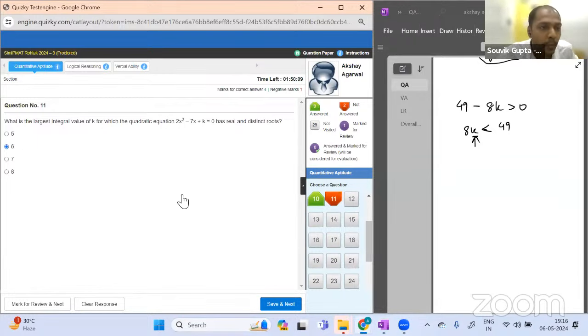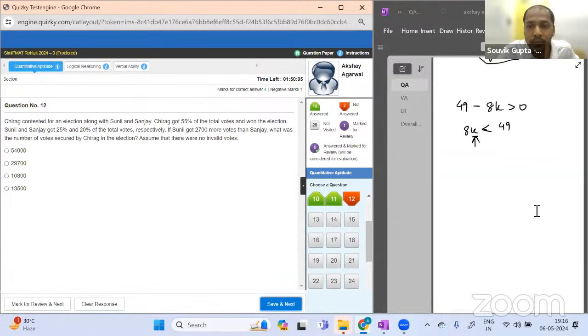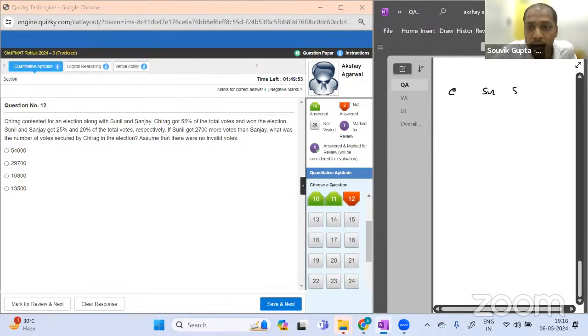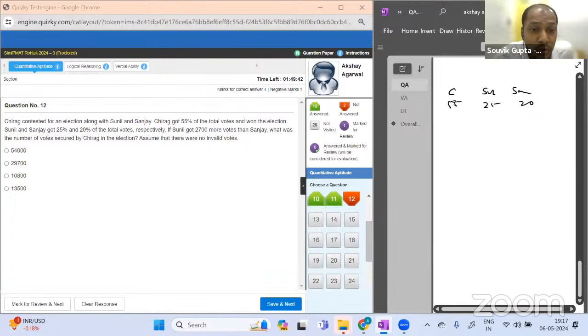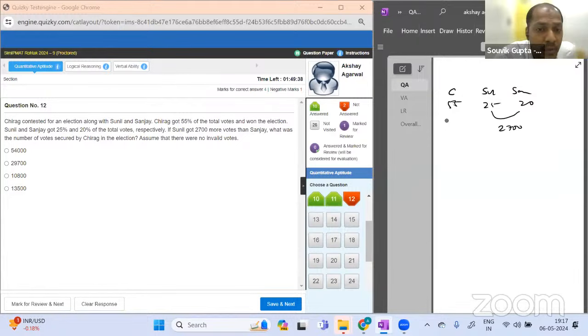Easy paper. Chirag contested for an election along with Sunil and Sanjay. Chirag got 50% of the votes and won the election. Sunil and Sanjay got 25 and 20 percent of the total votes, respectively. Chirag, Sunil, Sanjay, 55, 25, 20.